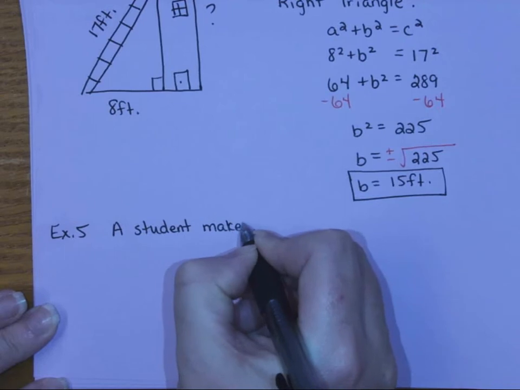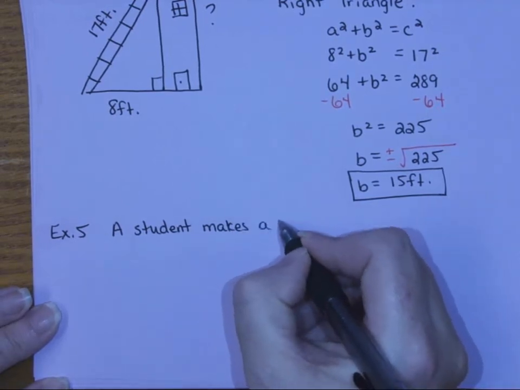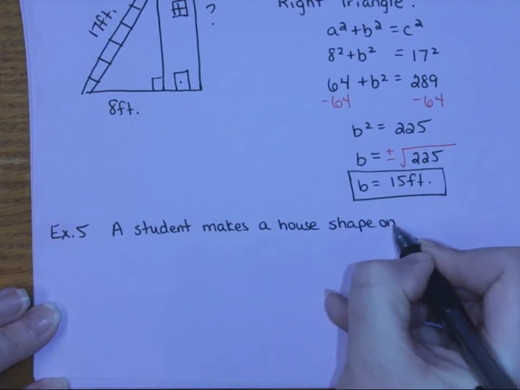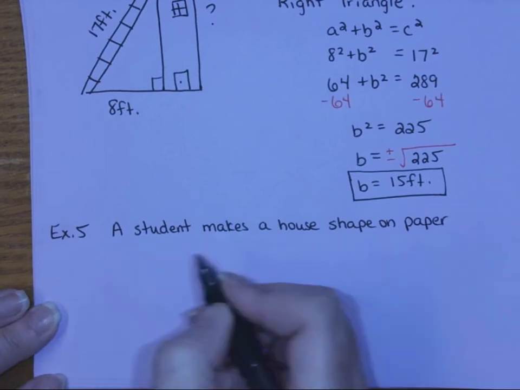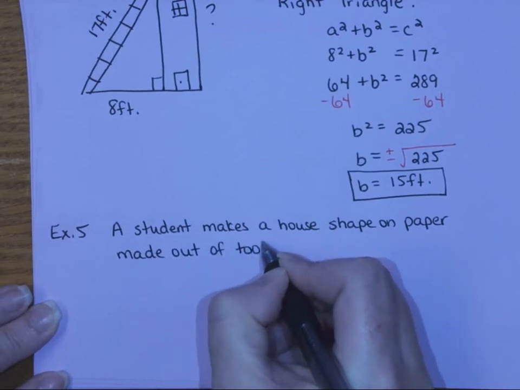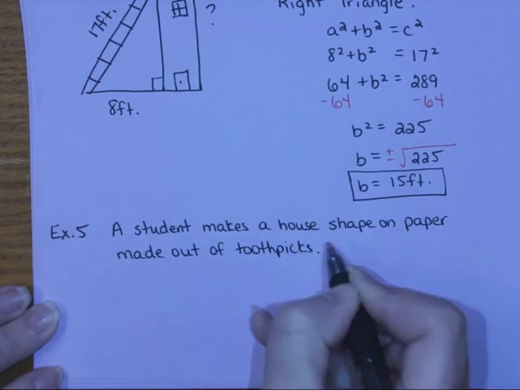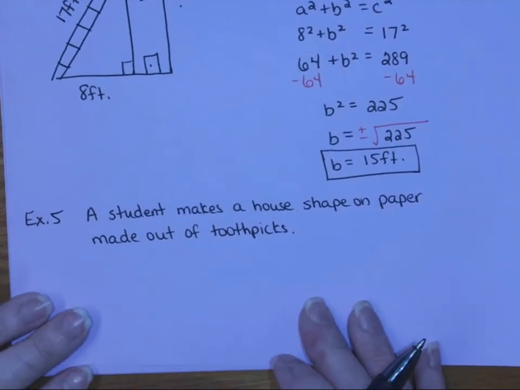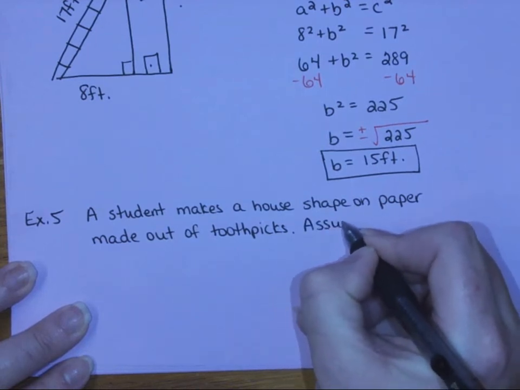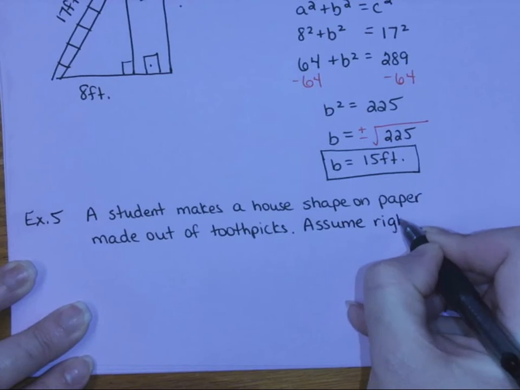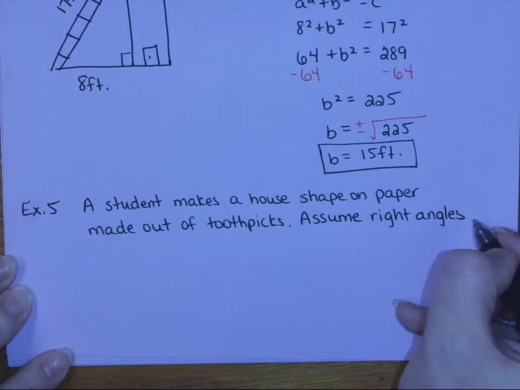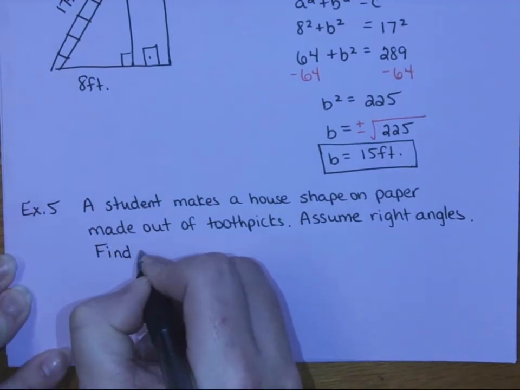Let's say that a student makes a two-dimensional house shape, and he glues it to a piece of paper, and he makes it out of toothpicks. I'm just going to say assume right angles. In other words, things that appear to be right angles are right angles. And I want you to find out how many toothpicks he needs.